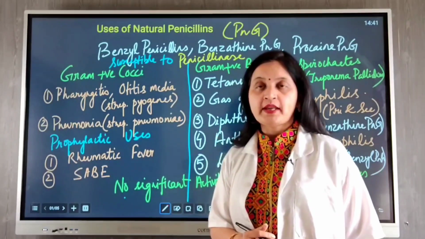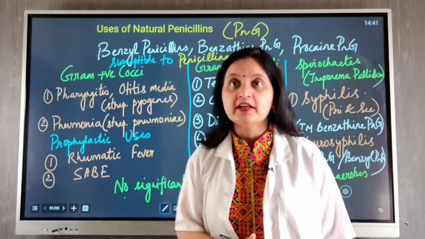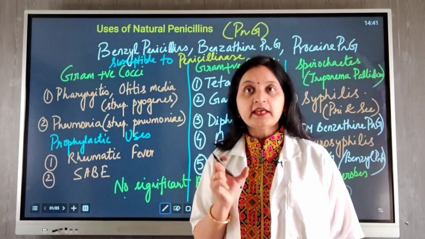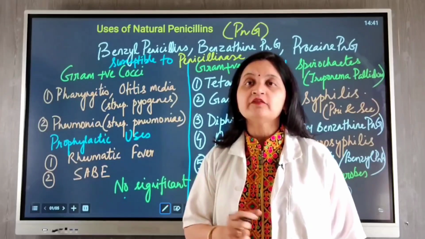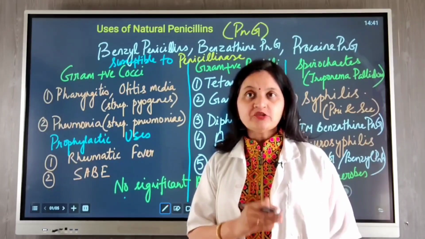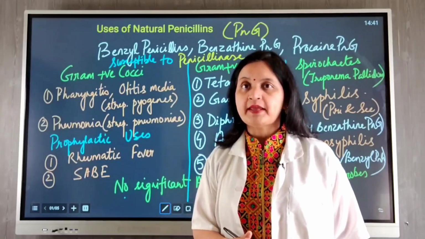The adverse effects of penicillin. In my previous lecture, you have learnt about the classification of different types of penicillin and the characteristic features of each of the different groups of penicillin. So penicillins are classified as natural penicillins and semi-synthetic penicillins.